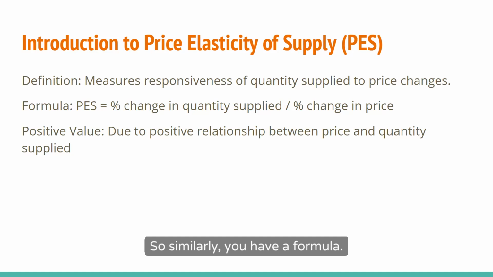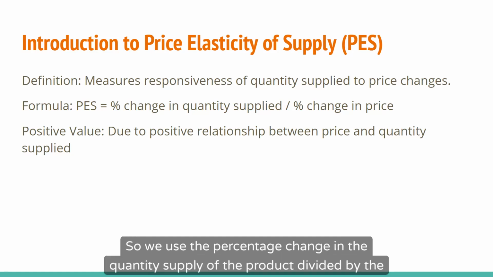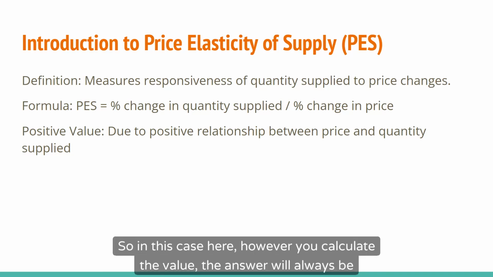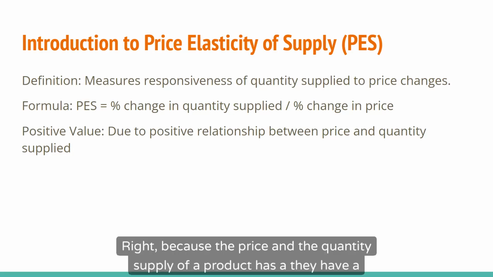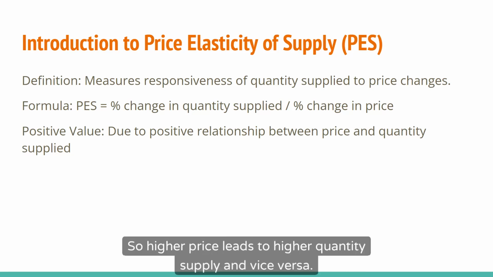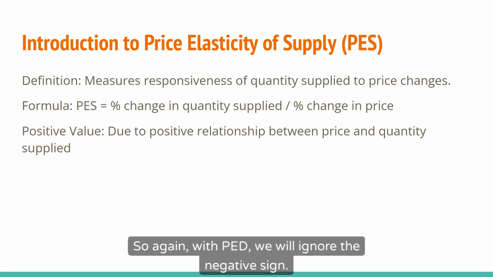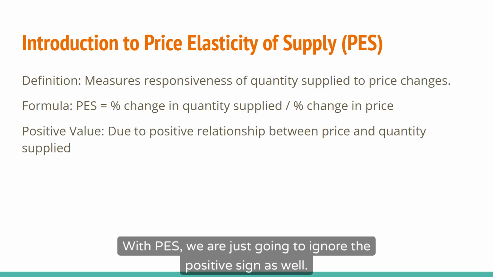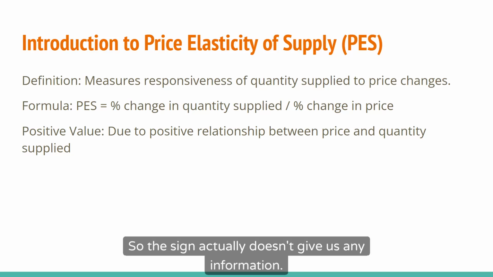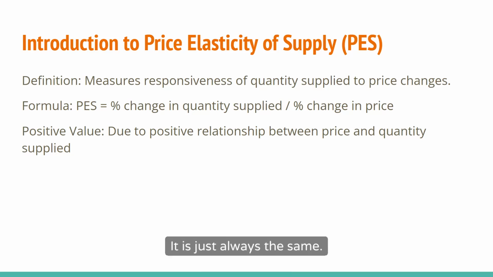Okay, so similarly, you have a formula. We use the percentage change in the quantity supplied of the product divided by the percentage change in the price. So in this case, however you calculate the value, the answer will always be positive, because the price and the quantity supplied of a product have a positive relationship. So higher price leads to higher quantity supplied and vice versa. So again, with PED, we ignore the negative sign. With PES, we are just going to ignore the positive sign as well. So the sign actually doesn't give us any information. It is just always the same.